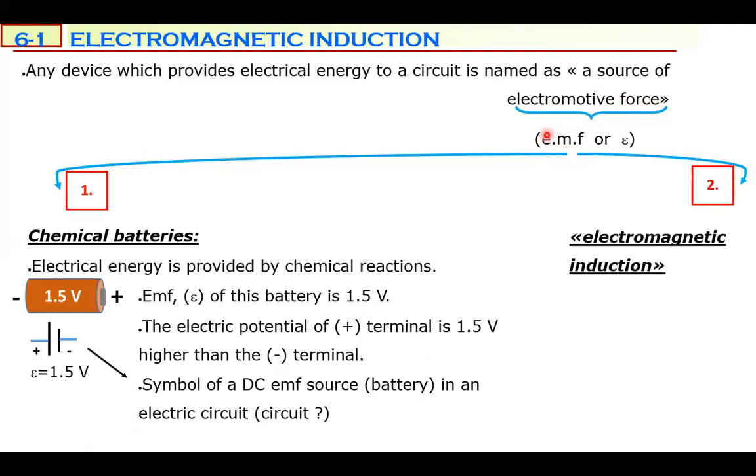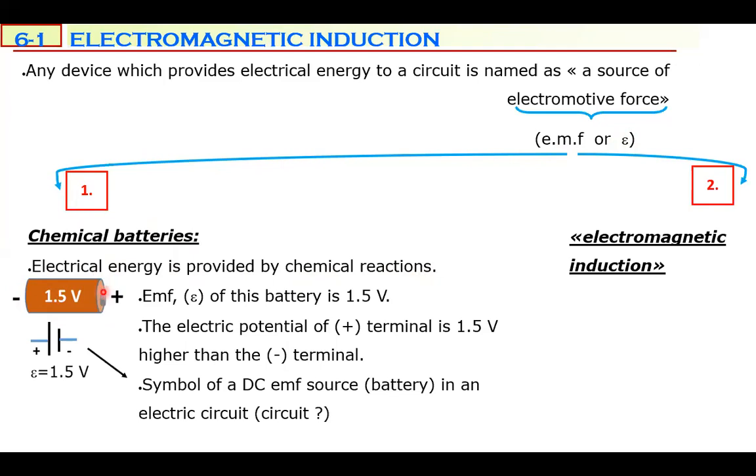And this EMF is sometimes abbreviated by just E, epsilon, representing EMF. We can provide electrical energy by two methods. One of them is we use chemical batteries. So electrical energy is provided by chemical reactions. You have maybe seen so many batteries.